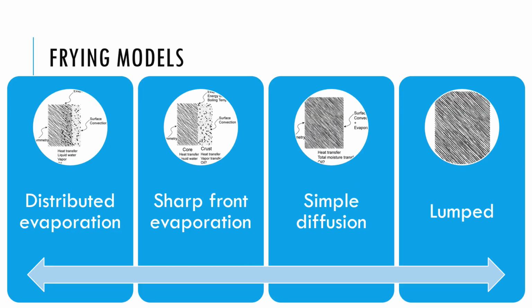General principle number 2. Models for the same process can have a range of fidelity, from very simple to very complex. Let's look at this with models that have been reported for frying. Frying models have been reported that are quite simple, like the lumped parameter model, all the way to the most complex, treating the food as porous medium with distributed evaporation.